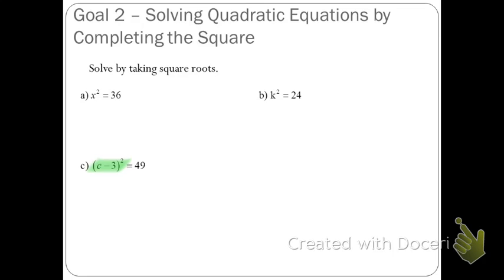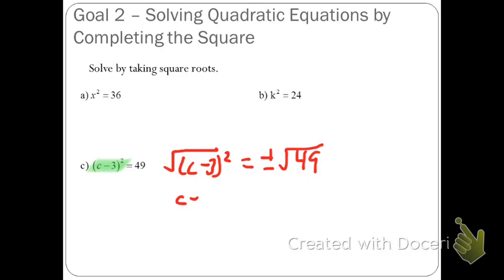I can still solve by taking the square roots, and I'm going to show more work than you would have to. The square root of c minus 3 squared would equal plus or minus the square root of 49. And the square root of c minus 3 squared is just c minus 3. And that would give me plus or minus 7. So see, taking the square root of both sides still worked. But there is the additional step of, I don't have c by itself, so I'm going to have to add the 3 to both sides.